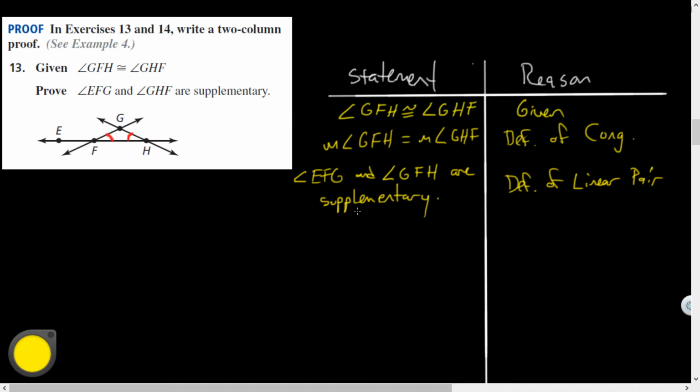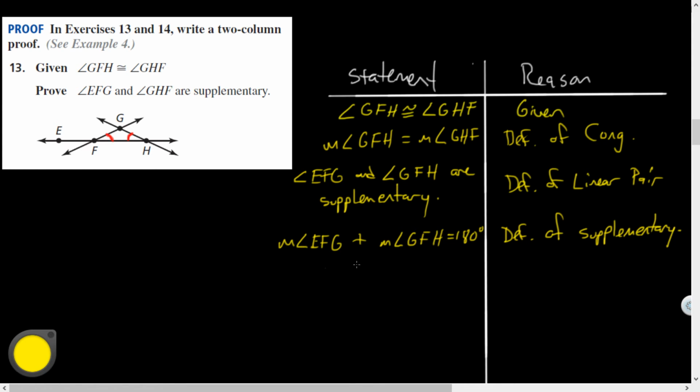So if these are supplementary, I believe I could then say, what about their angle measures? The measure of angle EFG. What does supplementary mean? What do their angle measures do? They add up to 180. So their measures are not equal, they add to 180 degrees. Okay? So that is the definition of supplementary. You didn't even realize you could use some of these definitions. Good stuff.